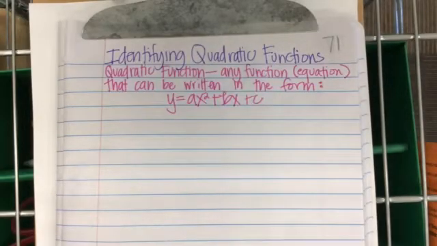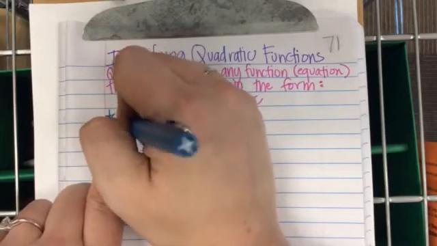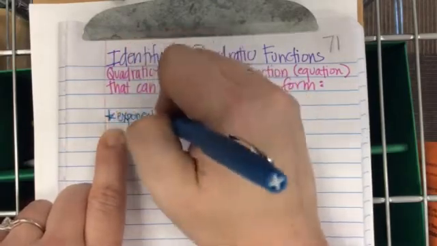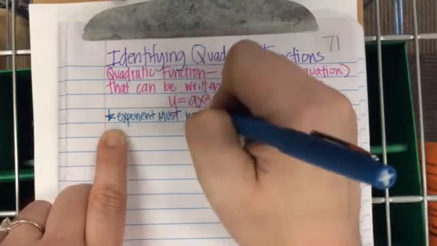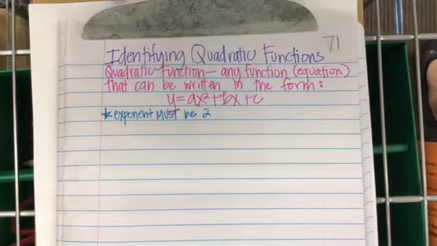So what you need to remember about this, the identification part, right? Identifying is super easy. We love to do that in math, right? Because it's yes or no. We're looking for the exponent. It must be 2. If the exponent is a 3, it's not quadratic, it's cubic. If there is no exponent, then it is linear. The exponent must be 2.